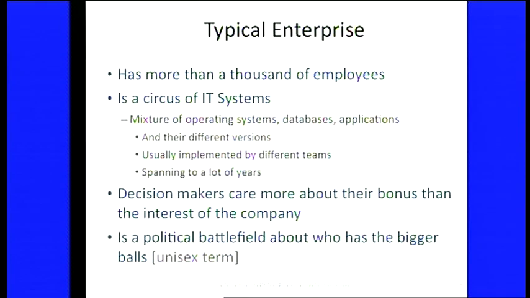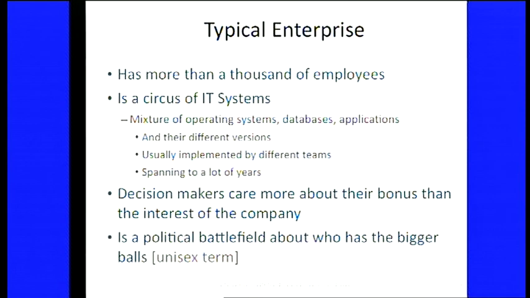But first, let's talk about the typical enterprise. I mean, I come from the enterprise environment. Like you see here, a typical enterprise has more than 1,000 employees. And it's a circus of IT systems, so everything that you can imagine, all kinds of systems, Oracle, SQL, whatever databases, you'll find in a typical enterprise. And of course, there are different versions, which are usually implemented by different teams, and sometimes even trainees. So, spanning a lot of years, where some departments are even extinct and don't exist anymore.